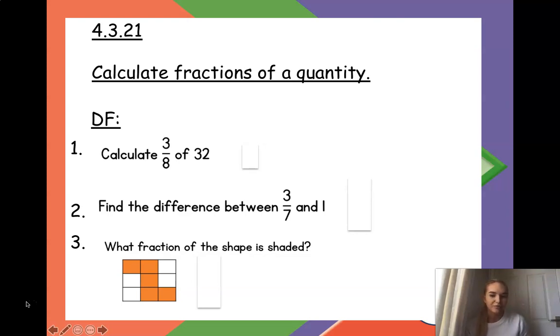Off you go. Okay then, calculate 3/8 of 32. We can work out 1/8 is 4, so 3/8 is 12. Find the difference between 3/7 and 1. Well, we know that in this circumstance, 1 whole would be 7/7, so the difference would be 4/7. And finally, what fraction of the shape is shaded? It is 5/9 because 5 squares are orange, but all the squares, there are 9 altogether.